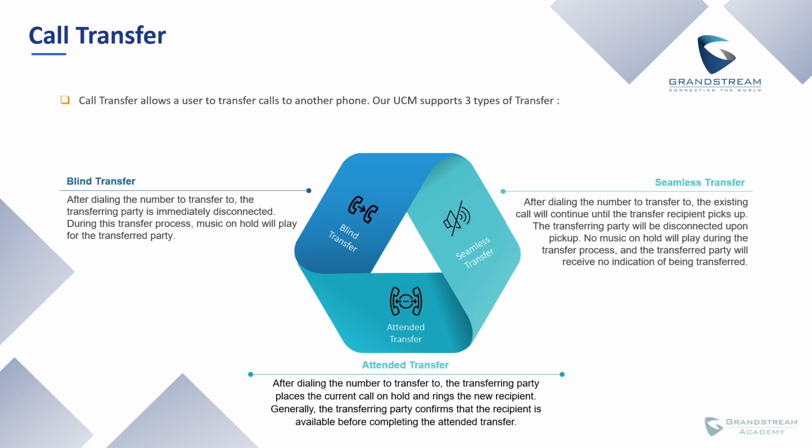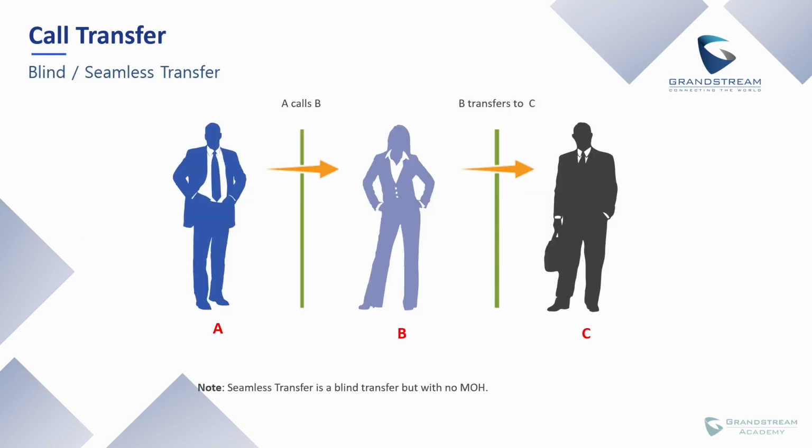But for now, in order to understand more about each of these transfer types, we're going to talk about them separately. Like it has been said, blind transfer is when a user transfers the call to another phone blindly without knowing if the new destination we're going to send the call to is actually available. We're going to assume that A, B, and C are SIP extensions registered to the UCM. The service of blind transfer can be used as you can see in the slide.